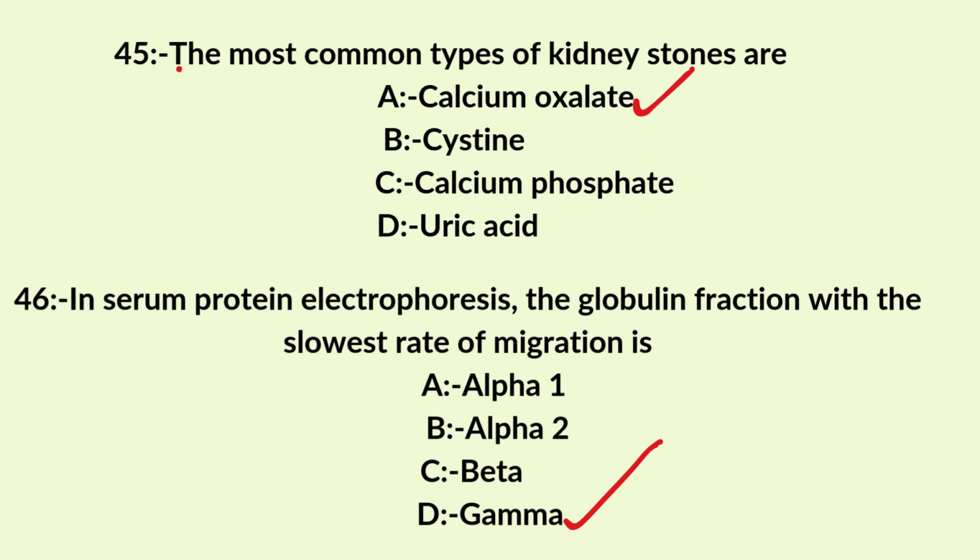The most common types of kidney stones are, options: calcium oxalate, cysteine, calcium phosphate, uric acid. Answer is calcium oxalate. So the most common type of kidney stones are calcium oxalate crystals. Next one, in serum protein electrophoresis, the globulin fraction with the slowest rate of migration is, options: alpha 1, alpha 2, beta, gamma. Answer is gamma.